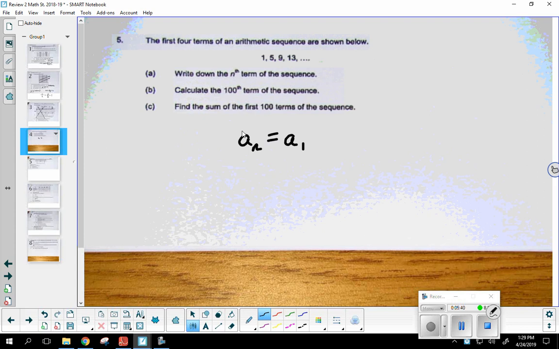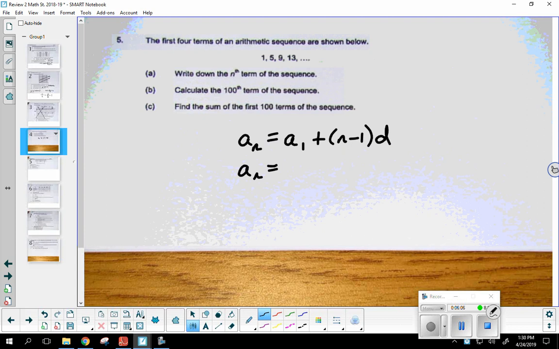So what do I do to that a sub 1? There's a little more. Plus what? Okay, plus n minus 1, and then we multiply that by d. Remember, d is what we refer to as the common difference. That was our value that we added or subtracted over and over again. So for this, if we want to come up with that explicit formula, we're going to plug in everything we know except for n. We're going to leave n as is.